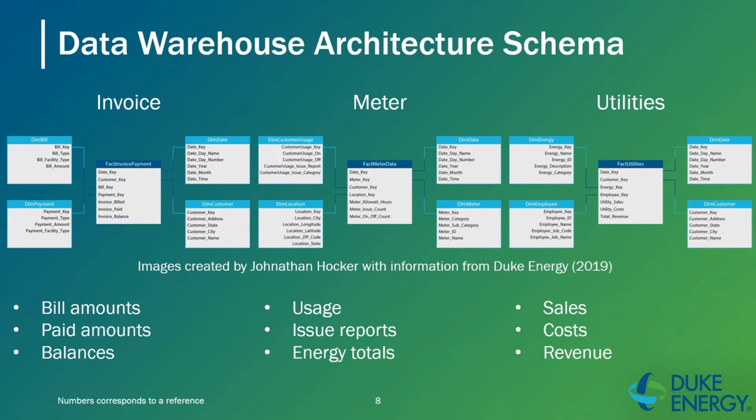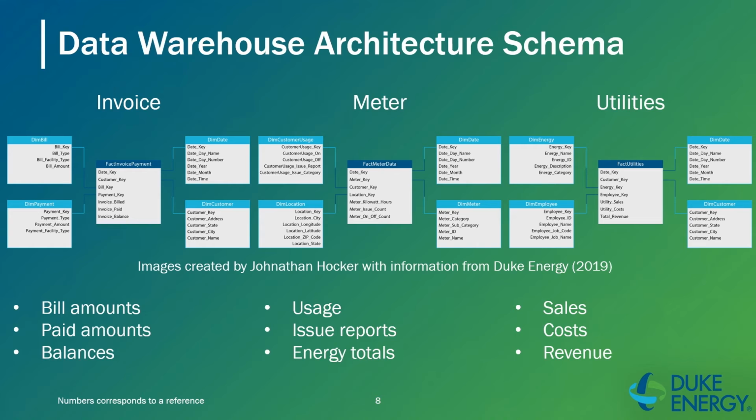The models shown on the screen are model prototypes for Duke Energy for invoices, meters, and overall utilities. The invoice model contains information that would allow for analysis on invoice bill amounts, paid amounts, and balances based on facility types. The meter model allows for analysis on meter usage, issue reports, and energy total based on locations. The utilities model, shown in the previous presentation as well, allows for analysis into total sales, costs, and revenue based on energy categories.